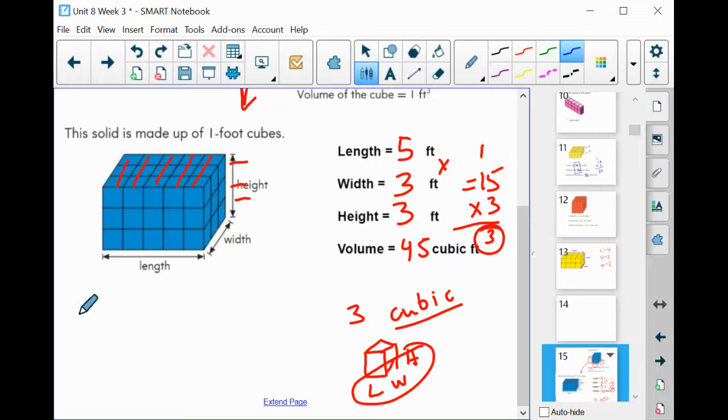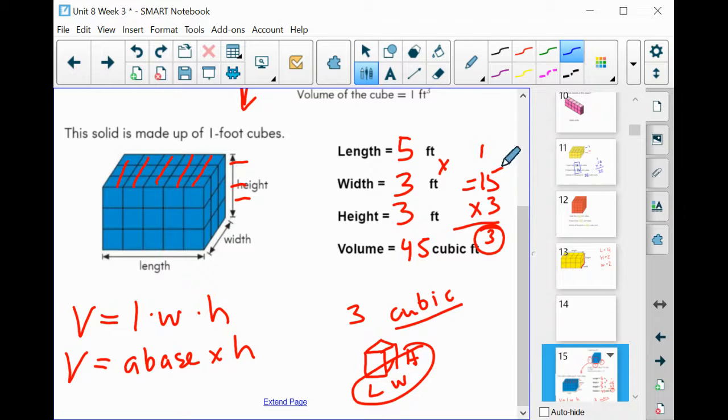So if you get this far today, on your practice, just a reminder, we're going to work on developing this, but our formula for finding volume equals length times width times height. You could also find volume by finding the area of the base times how many layers you have, or times your height, which is kind of what we did here by finding 15, and then we have 3 layers of 15.